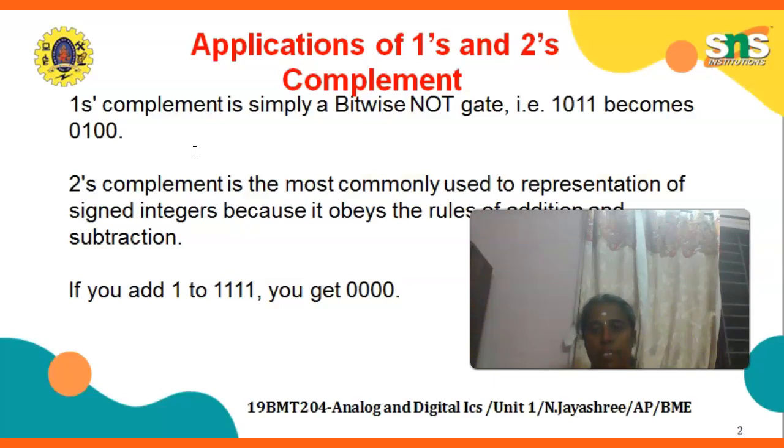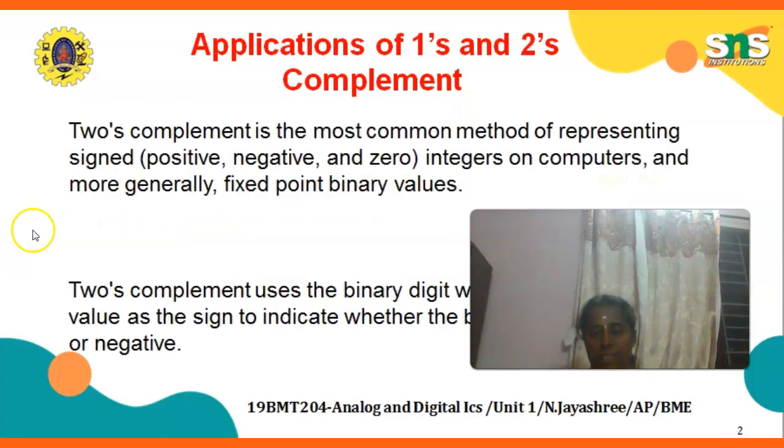The twos complement is the most commonly used representation of signed numbers because it obeys the rules of addition and subtraction. If you add 1 to 111, you get 000. These are the applications of ones complement and twos complement. Let us see one more application.